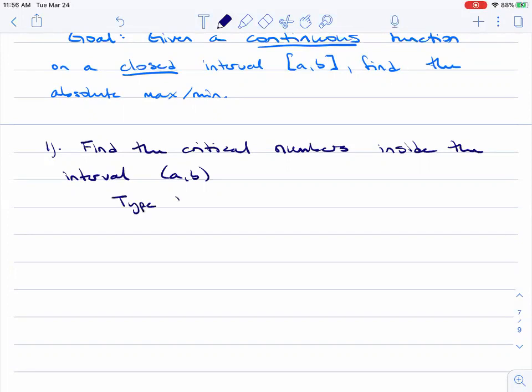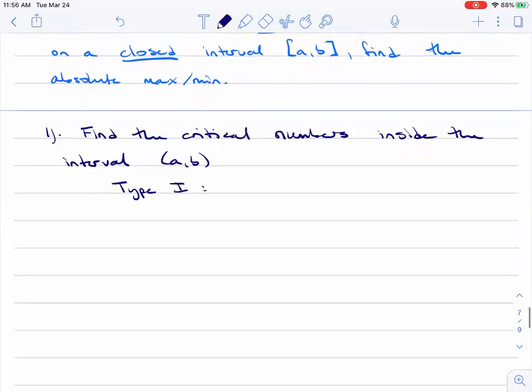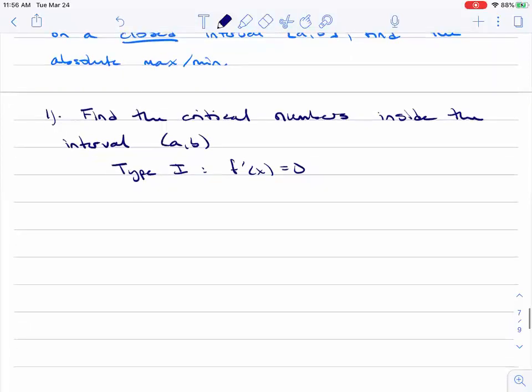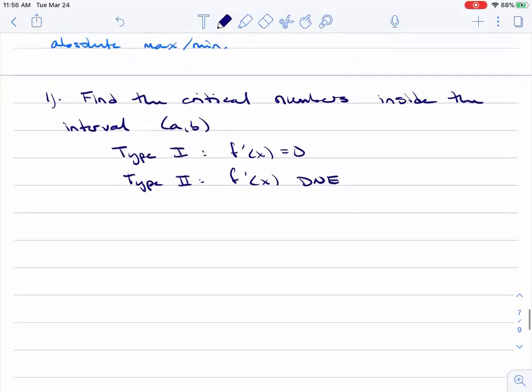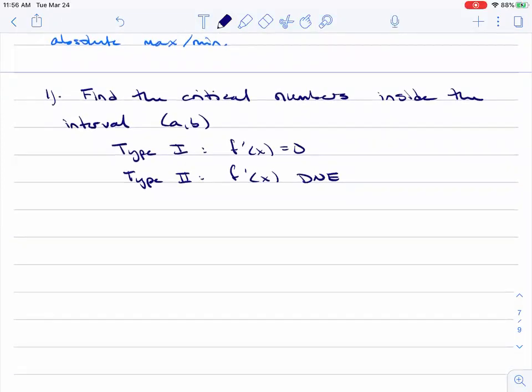And remember that type 1, the first type that you're going to check for, is where the derivative equals 0, and type 2 is where the derivative does not exist. The second thing, because we had that theorem that the max and mins occur either at the critical numbers or at the endpoints.